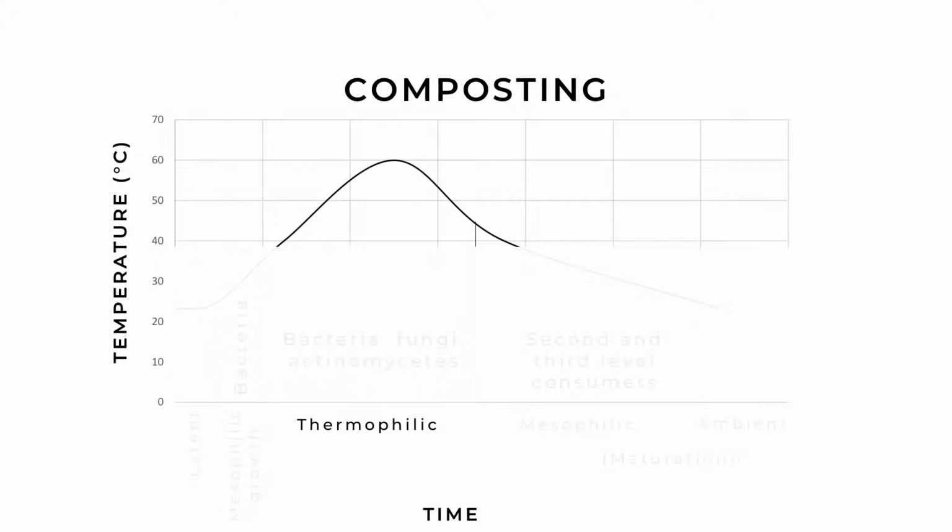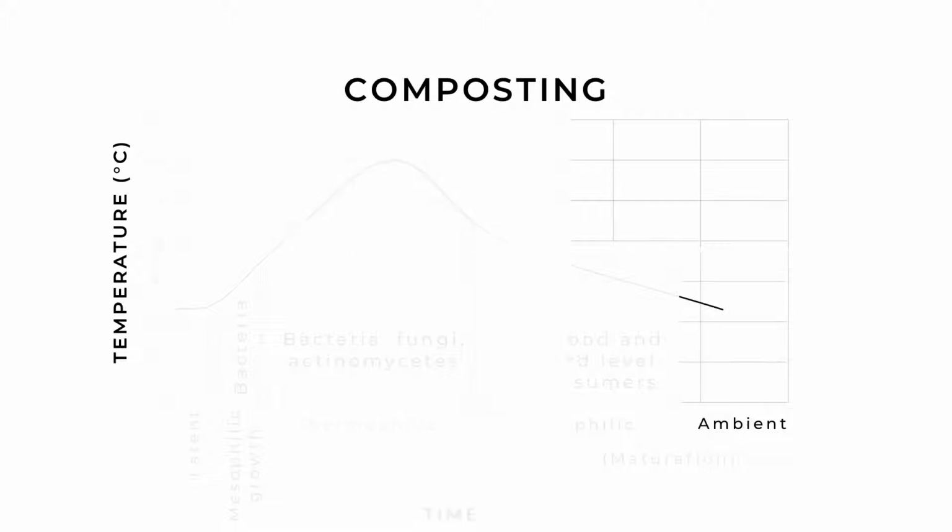During the thermophilic phase, the temperature can rise up to 55 to 70 degrees Celsius due to the metabolism of the microorganisms, which contribute to the hygienization of the material. The end of the composting process is reached when the inner temperature of the pile is similar to ambient temperature.